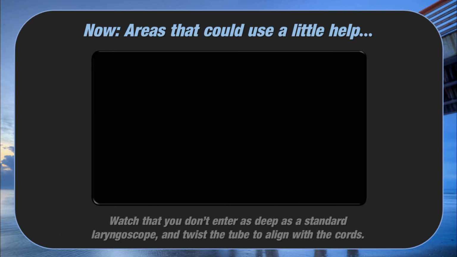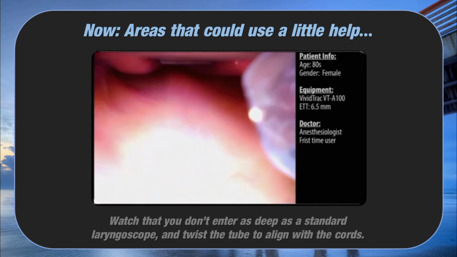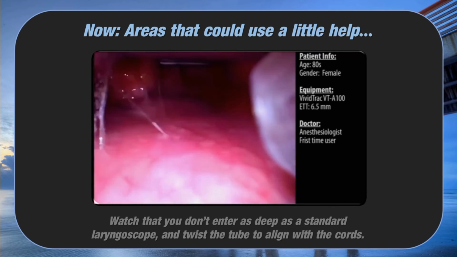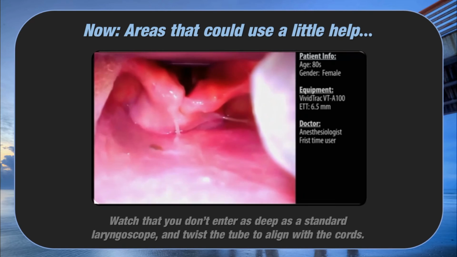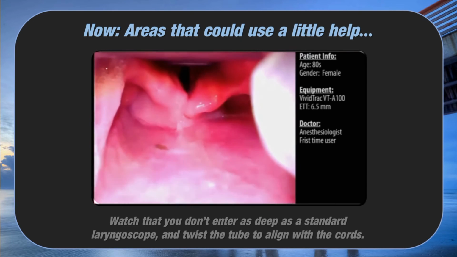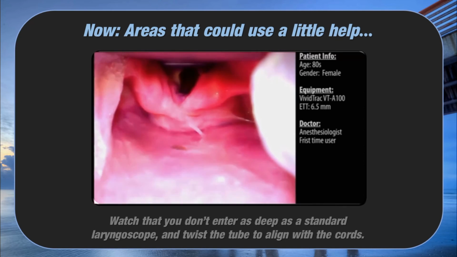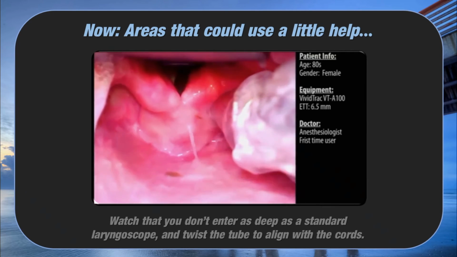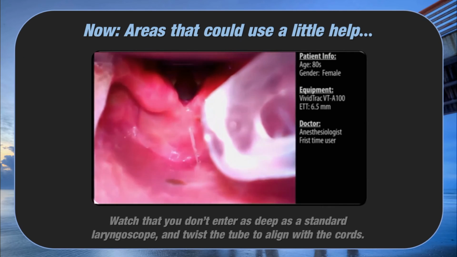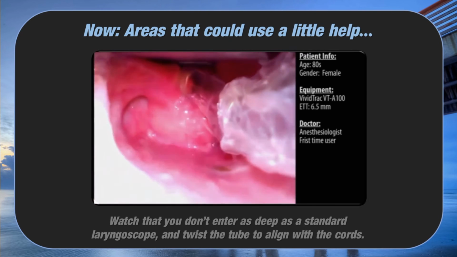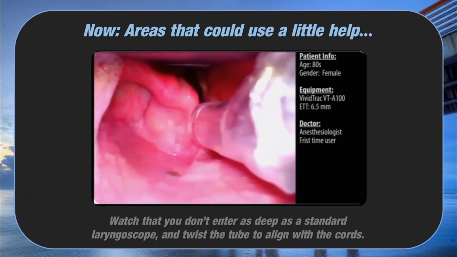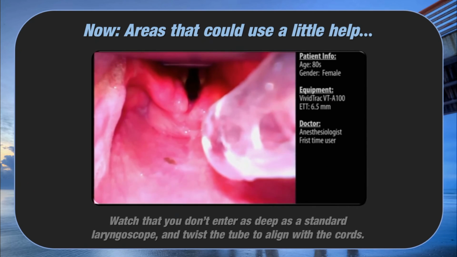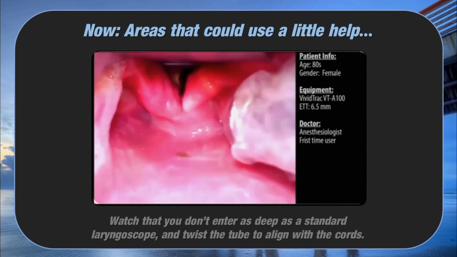So here the Vivitrac device is entered nicely midline and you get a good view of the cords, albeit it's a little bit too close. So you need to pull back from the airway and make the device a bit more vertical. This will prevent the tip of the ET tube from hitting the cartilage. The user also needs to twist the ET tube counterclockwise in the channel to align it with the glottic opening.